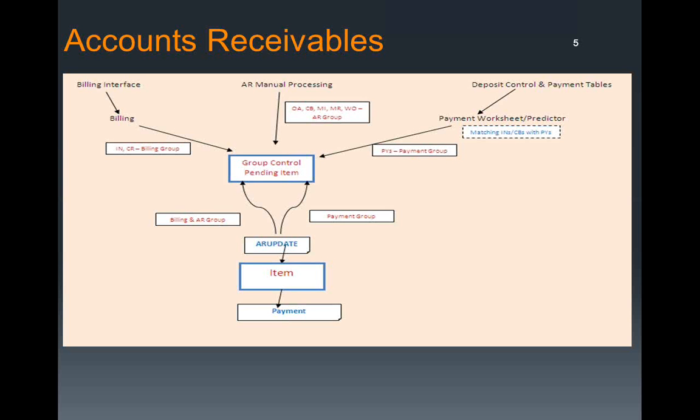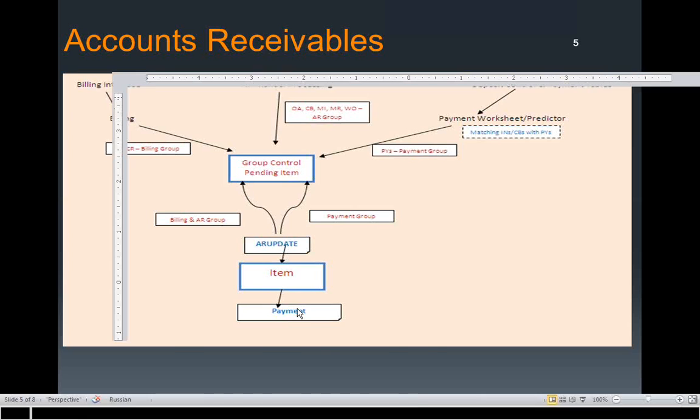With the deposit file, the items will be in PeopleSoft. The deposit file will be coming from the bank. So you load the deposit file into group control again and run the AR update. When you run the AR update, those payments will be applied to the items, and they get closed. Okay, that is receivables.